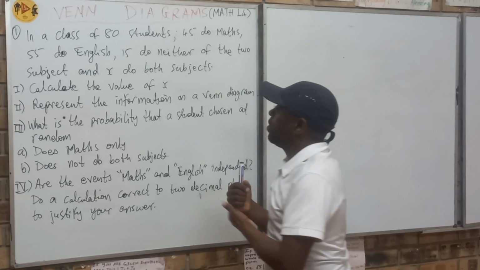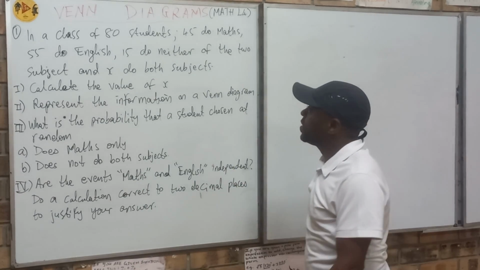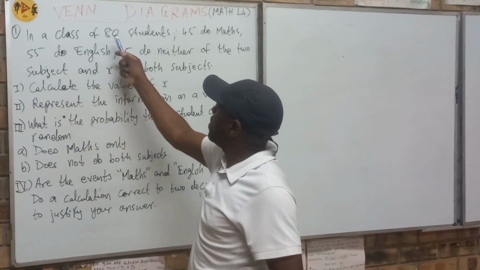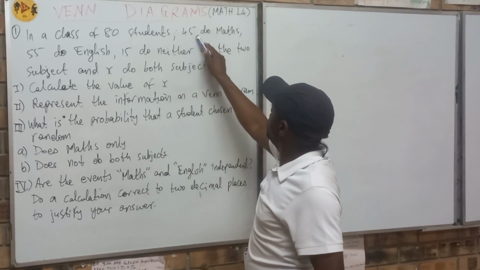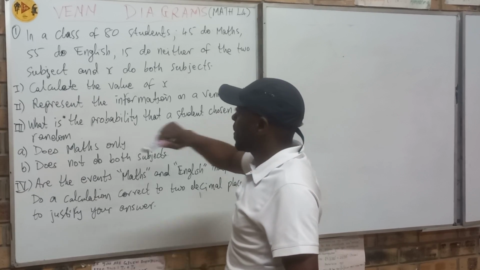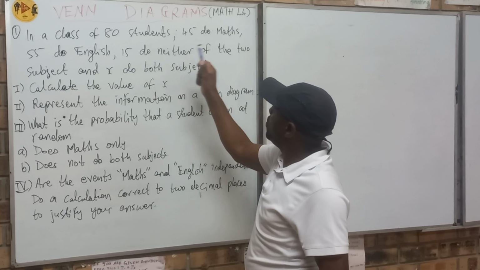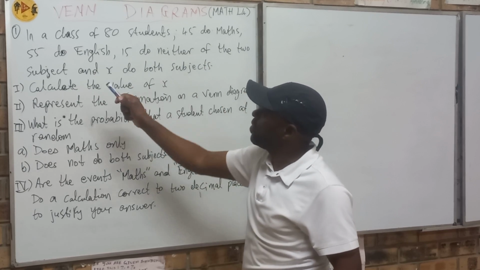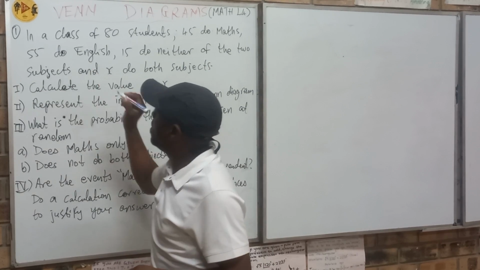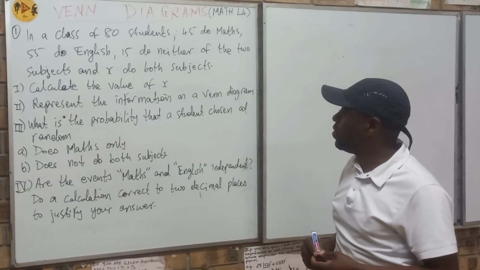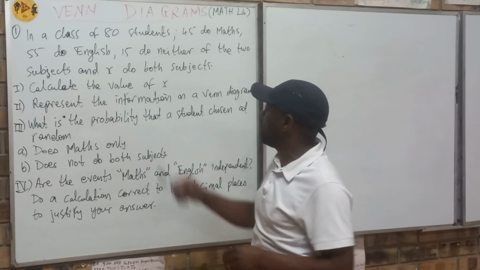We are looking at another problem on Venn diagrams. So the question says, in a class of 80 students, 45 do mathematics, 55 do English, 15 do neither of the two subjects, and X do both subjects. So we need to calculate the value of X.